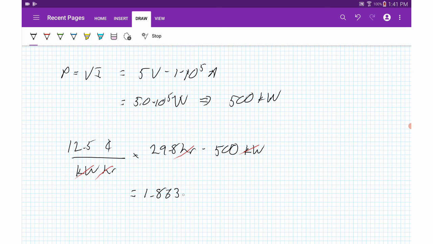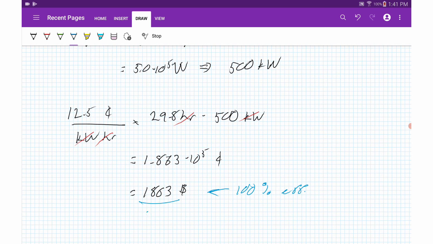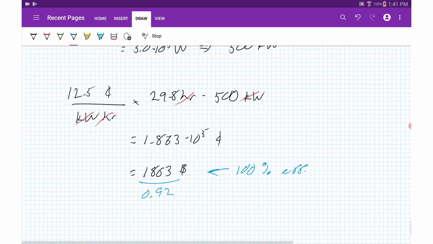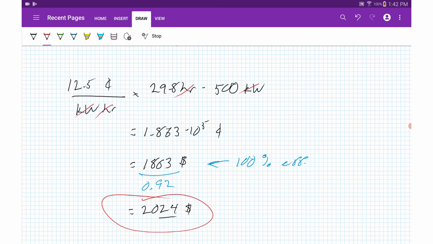1.89863 times 10 to the 5 cents. Or to convert that into dollars, this is $1863. But if we look at the problem, this is 100% efficiency. We aren't at 100% efficiency, we are at 92% efficiency, so it's going to cost more for that to occur. So if I divide by 0.92, I get a value of $2,024, valid to two significant figures.